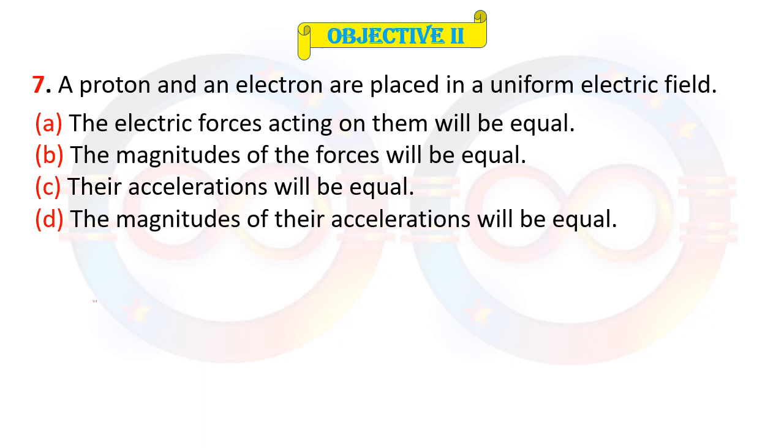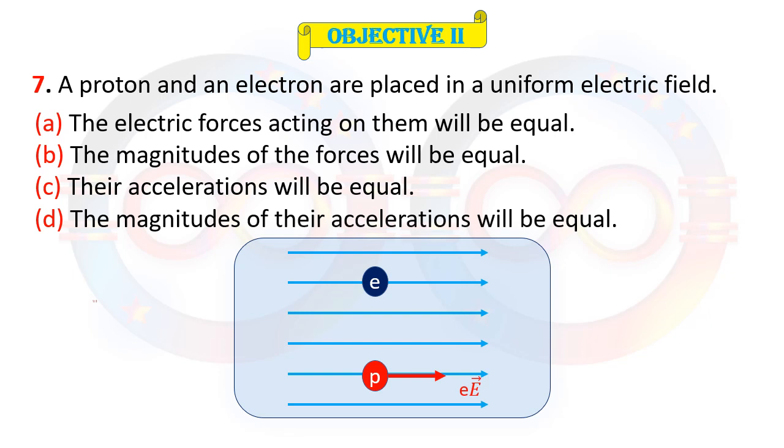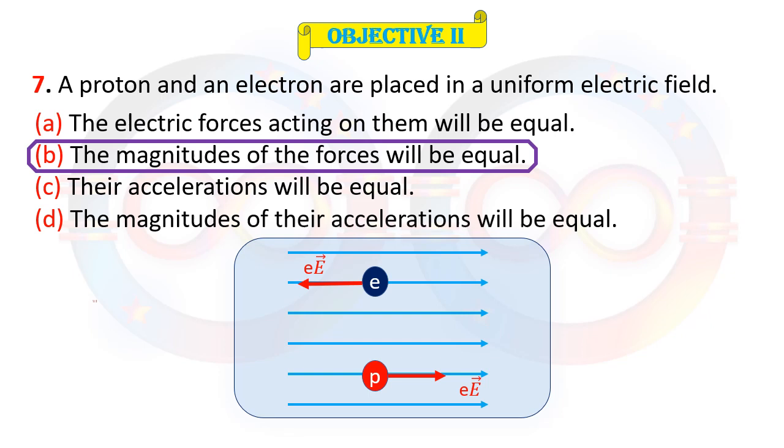Question number 7. A proton and an electron are placed in a uniform electric field. There is a proton, there is an electron placed in a uniform electric field. We know that both have the same amount of charge, 1.6 into 10 raised to minus 19 coulomb. Force on both will be the same, F is equal to QE. It does not mean that the acceleration would be equal, because their masses are different. The electron is much lighter than the proton, around 1837 times. So acceleration will not be equal.